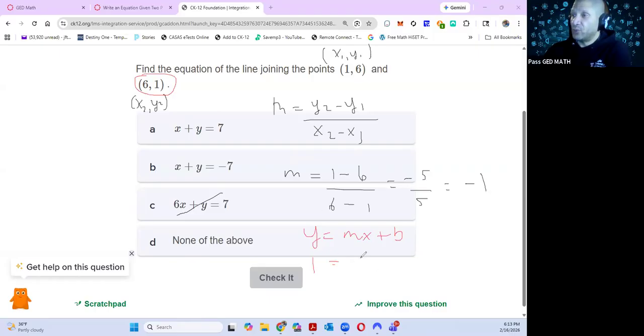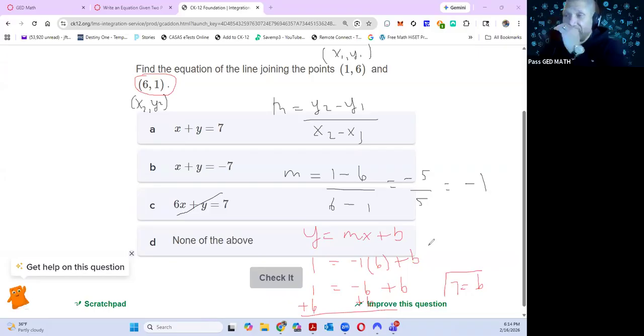My slope is -1. My x is 6 plus b. So we get 1 equals -6 plus b. In order to get b by itself, the opposite of -6 is +6. Whatever we do to one side, we do on the other. So we get b is equal to 7. So our y-intercept is 7.